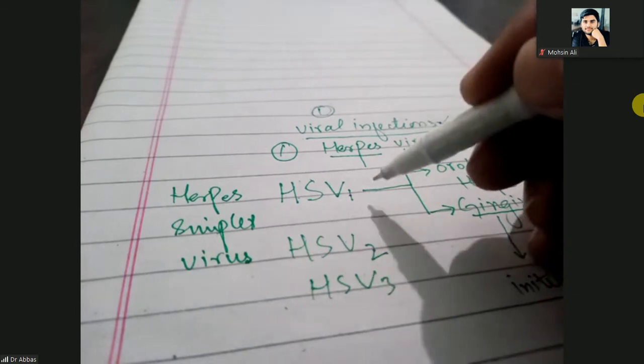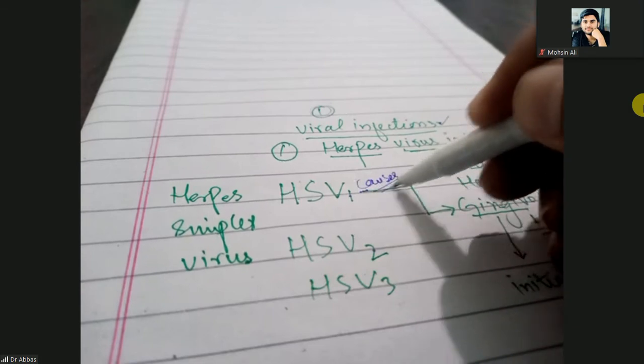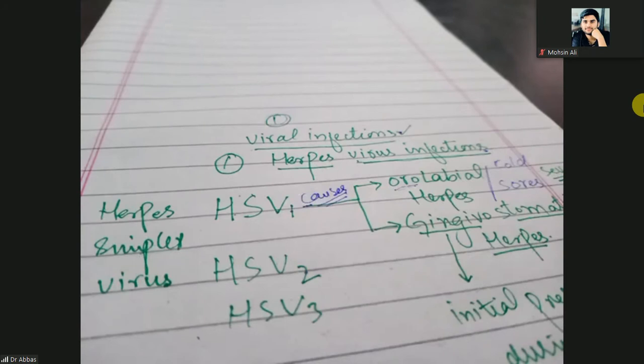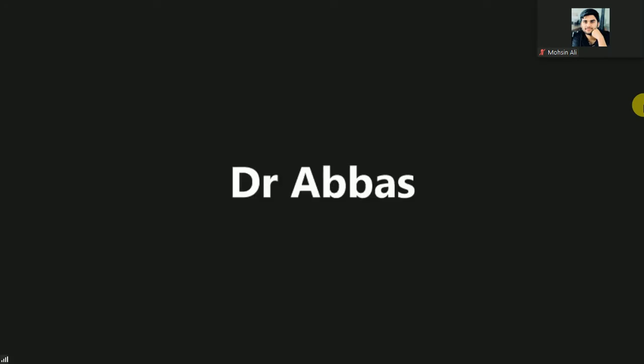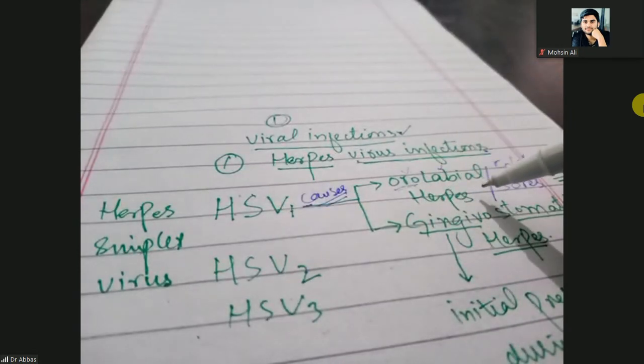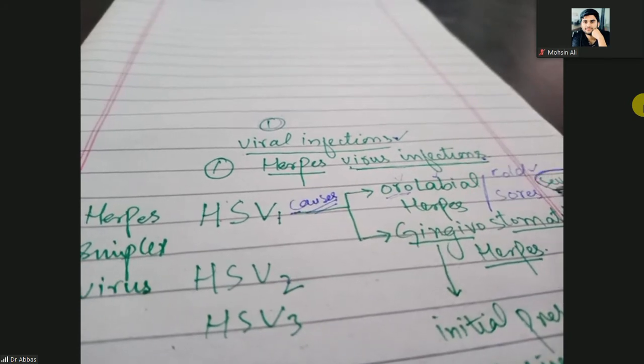So first, HSV1 causes two kinds of infections. One is oro, meaning mouth, oral cavity, and labial, meaning lips. There are blisters in the oral cavity and the lips, maybe the upper lip and the lower lip. So the oral cavity and lips are involved and we call them cold sores, and these are a much more severe form of the herpes simplex viral infections.